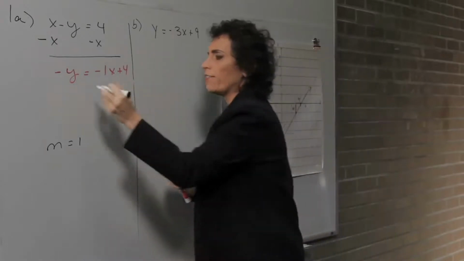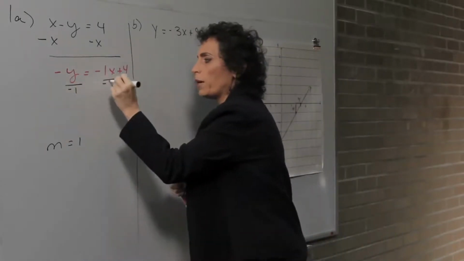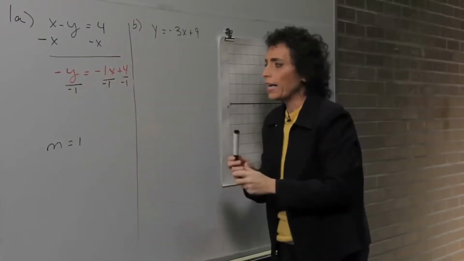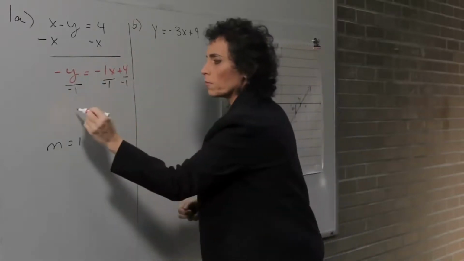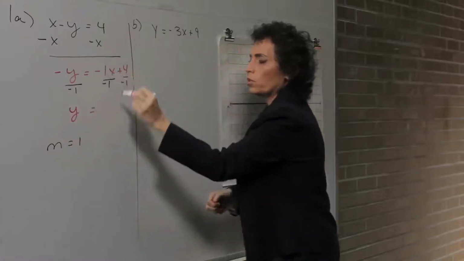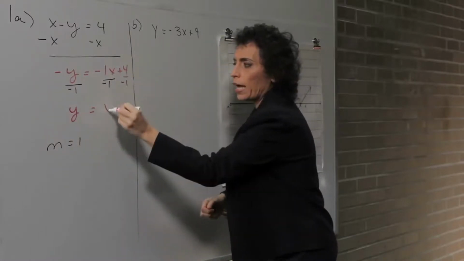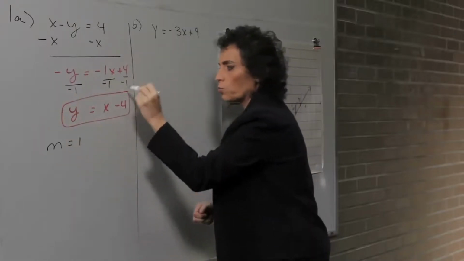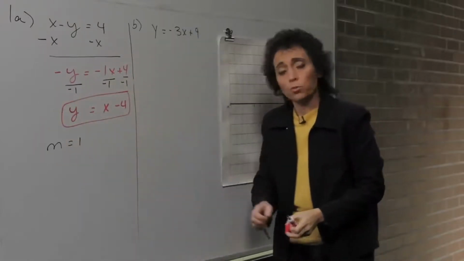I divide by negative 1 to solve for y. And I get y equals, divide by negative 1, we get x, divide by negative 1, minus 4. So that's my equation solved for y in terms of x.